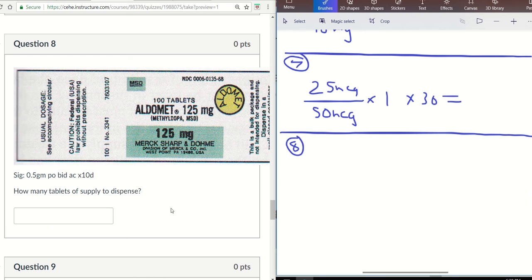Number 8, milligrams and grams. Now we got to convert. So let's convert the order to milligrams. 500 milligrams is equal to half a gram. The supply is 125. BID is twice a day for 10 days. So they'll take 4 tablets twice a day for 10 days.